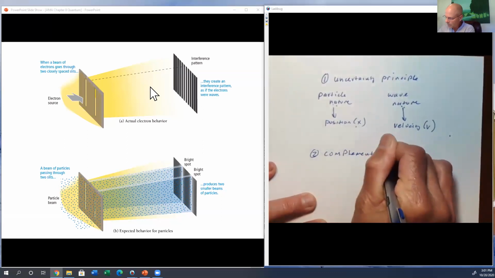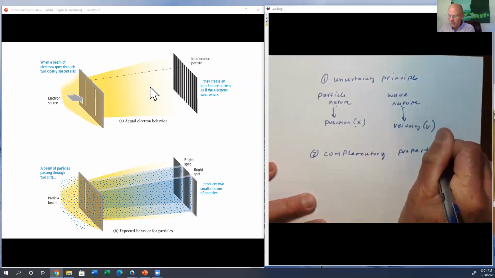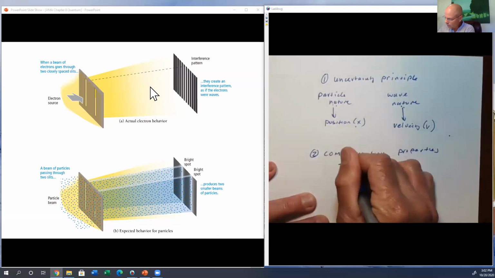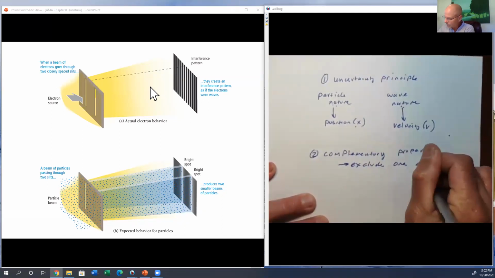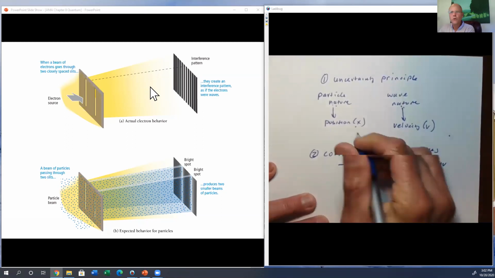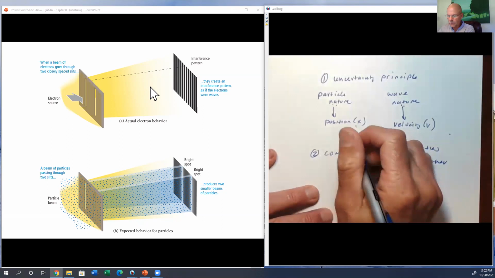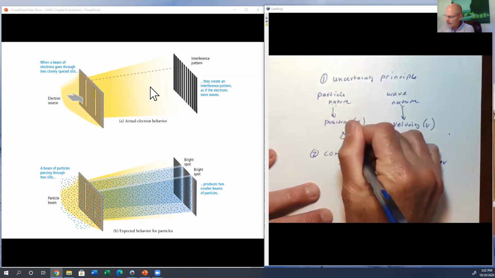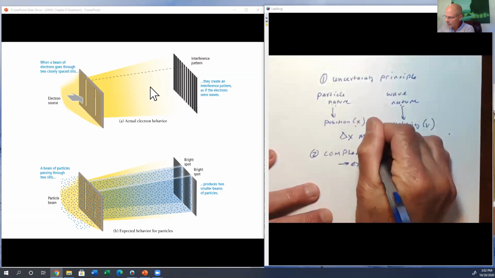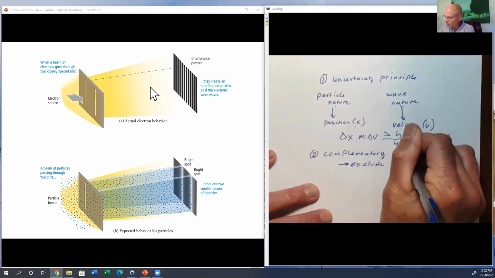Complementary properties. These are properties that exclude one another. The more you know about one, the more you know about the other. So the uncertainty principle can be stated mathematically like this. Delta x m delta v is greater than or equal to h over 4 pi.